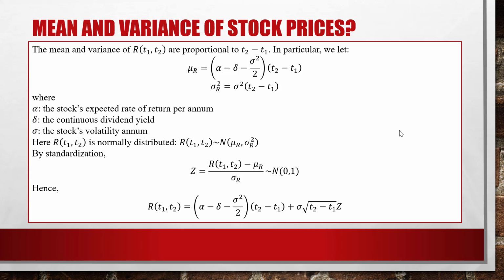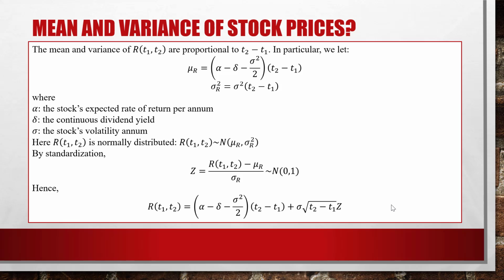By standardization, we have (R minus mu) over sigma follows a standard normal distribution. So by notation, we can make a connection between the random variable R(T1, T2) and the standard normal random variable Z. We have R(T1, T2) is equal to alpha minus delta minus sigma squared over 2, times T2 minus T1, plus sigma times the square root of T2 minus T1, times Z.